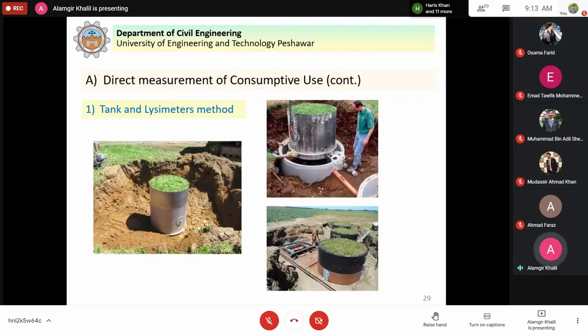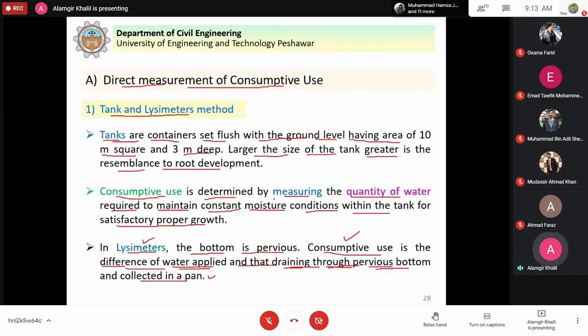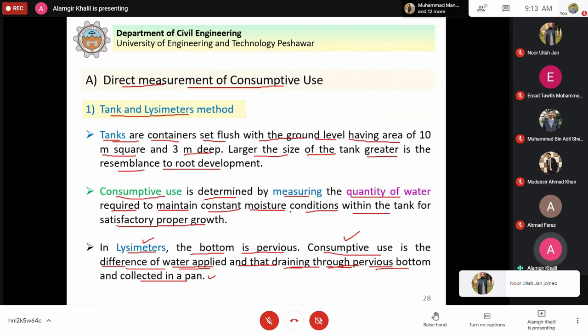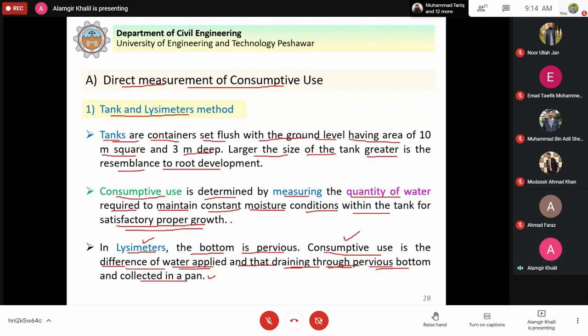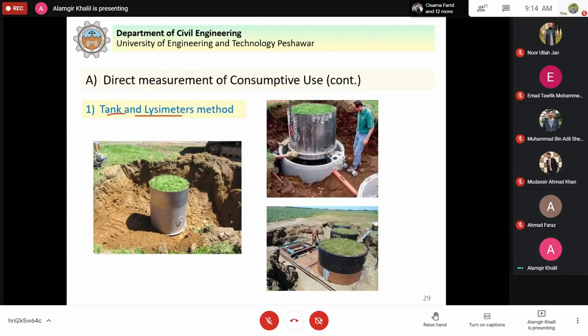You can see here that in tanks and lysimeters, this is how the crops are grown and the water is supplied. In the case of the tank, consumptive use is determined by measuring the quantity of water required to maintain constant moisture conditions within the tank for satisfactory growth of that crop. This is how we can estimate the consumptive use. In the case of lysimeters, the water will be collected from the bottom, which is pervious, and the difference between the water applied and the water drained will give us the consumptive use.